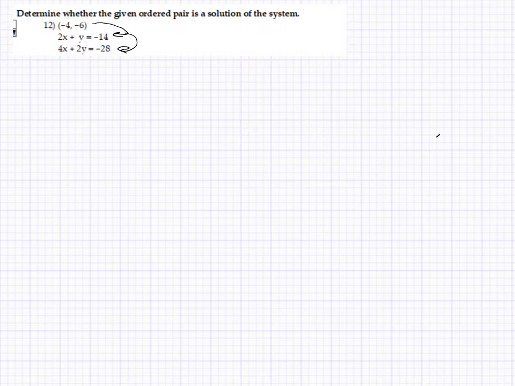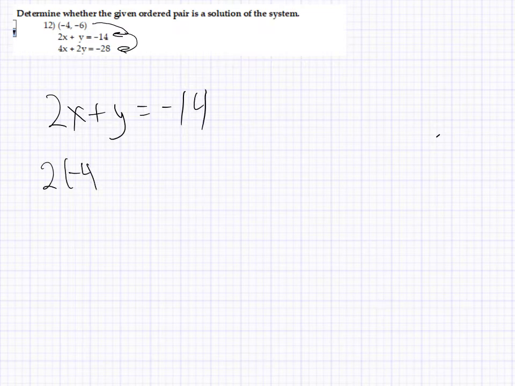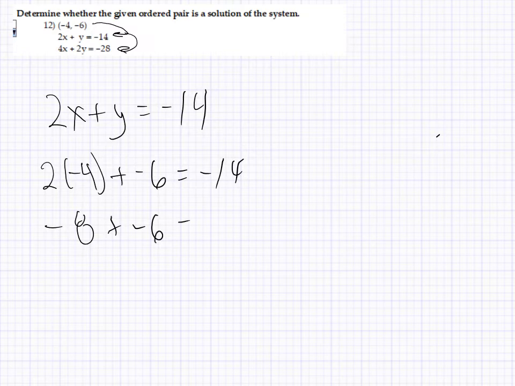So if I take 2x plus y equals negative 14, and I plug that point in, I would have 2 times negative 4 plus negative 6 equals negative 14. Well, that's negative 8 plus negative 6 equals negative 14. Yes, negative 14 equals negative 14. So that one checks out.